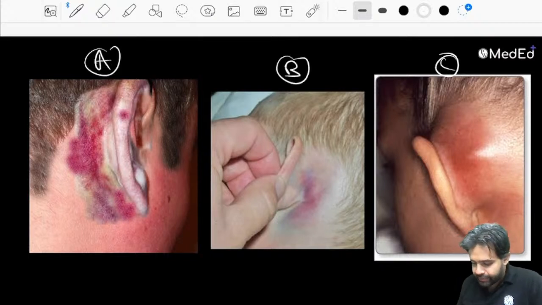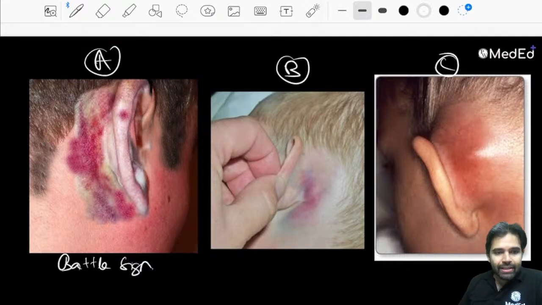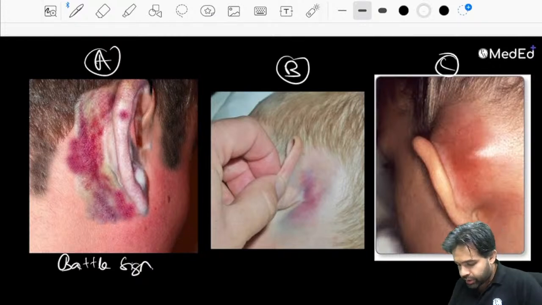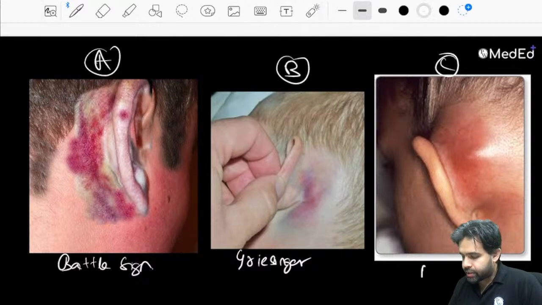Archit is saying battle sign first, so that is correct. Why is the second one not battle sign? Yeah, Griesinger is B, so that is correct. This is mastoiditis.